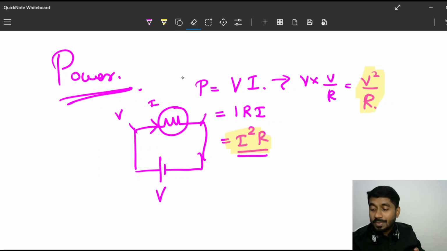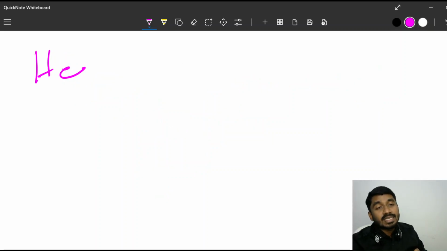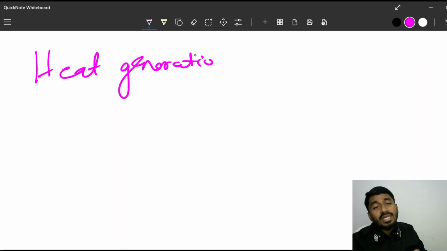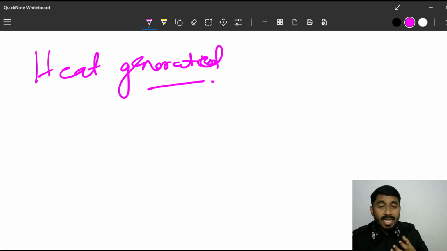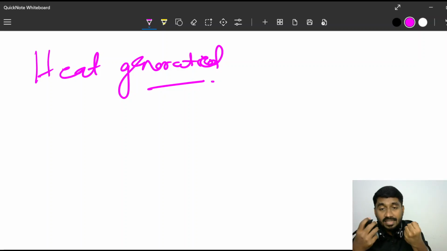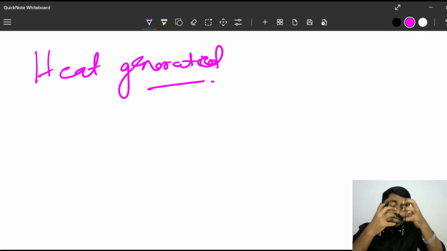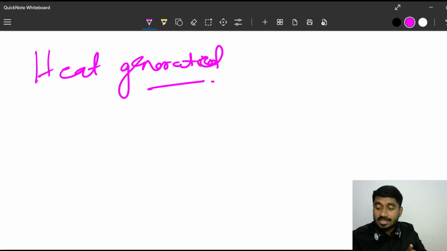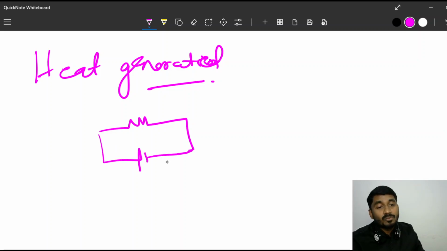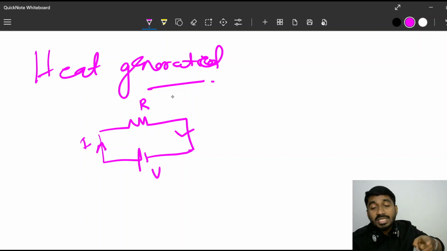Then the next topic is the heat generated. Definitely, when we are giving power to a circuit, energy will be released. That power will be converted to energy. So the battery is giving a power V into I, and that power is converted to heat in the case of a resistor. This means when I connect a voltage V to a resistor R, definitely a current will pass through the resistor and heat will be generated.